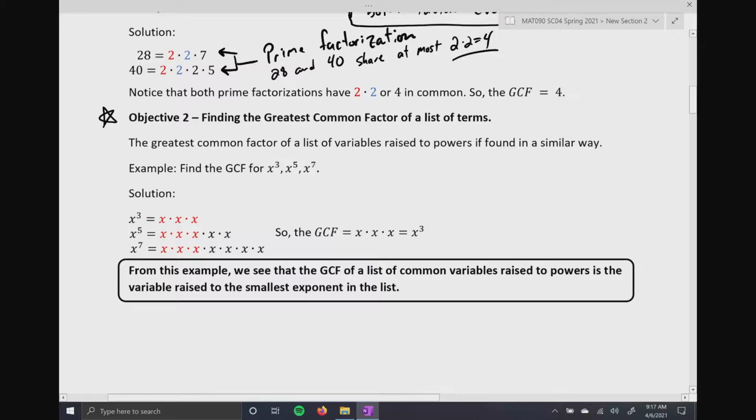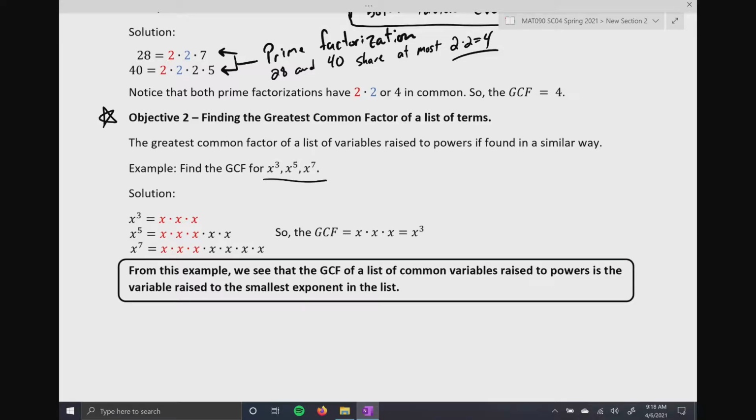There you go. When we're looking at a list of terms, I wrote, let's find a GCF for x to the third, x to the fifth, x to the seventh. I also wrote out their prime factorizations. X to the third is x times x times x. X to the fifth is x times x times x times x times x. I don't know if I said 5 x's. And then x to the seventh is just x multiplied by itself 7 times.